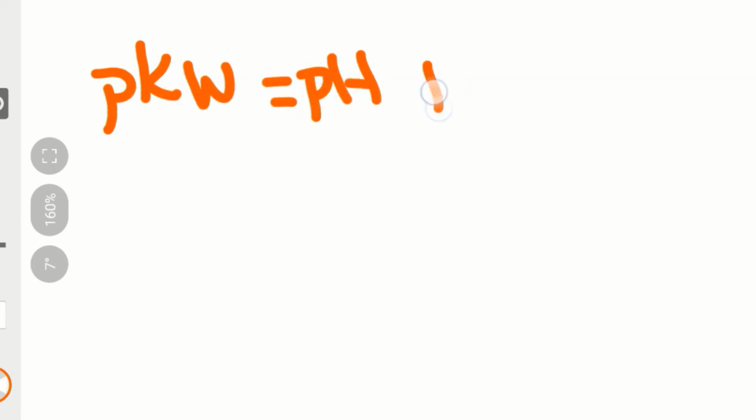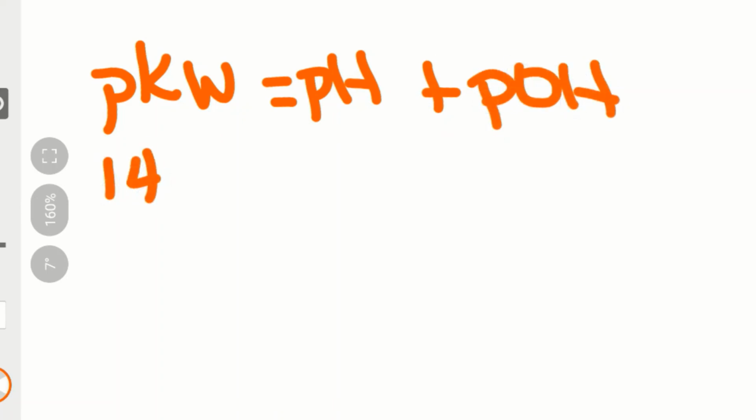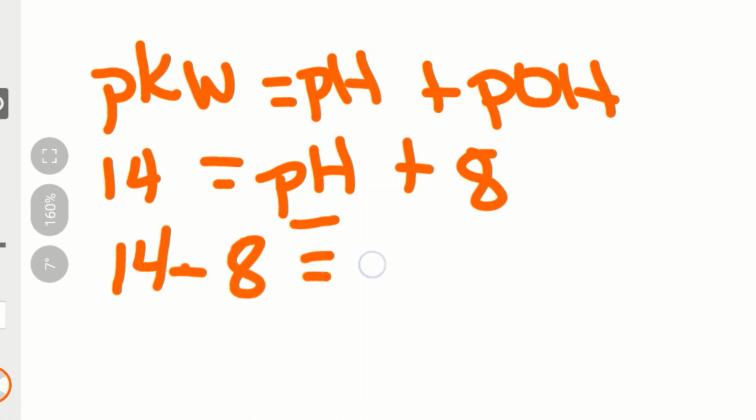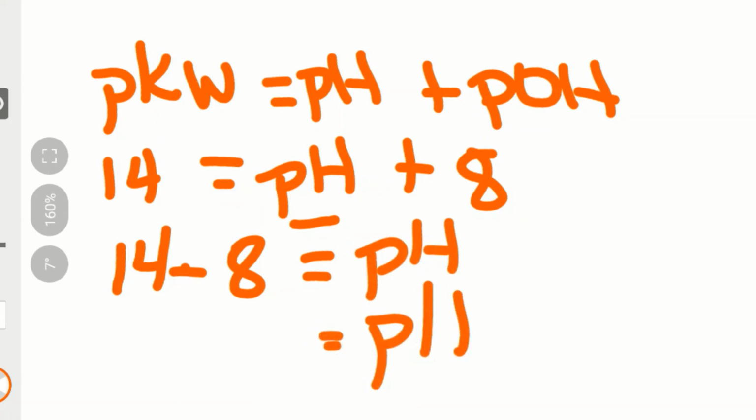You have to remember that pKw is equal to pH plus pOH. We already have the constant for pKw, which is 14. Your pH is the one being asked, and your pOH is the value that we derived earlier, which is 8. So in order to isolate pH, you just move the 8 to the other side. It will become 14 minus 8 is equal to pH. That would be basic algebra. So 14 minus 8 would be 6.